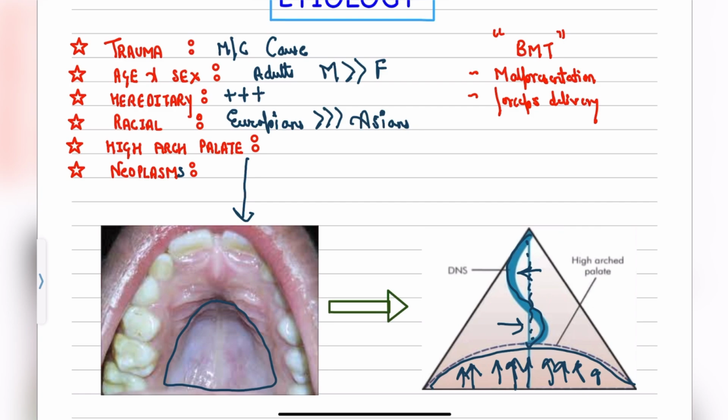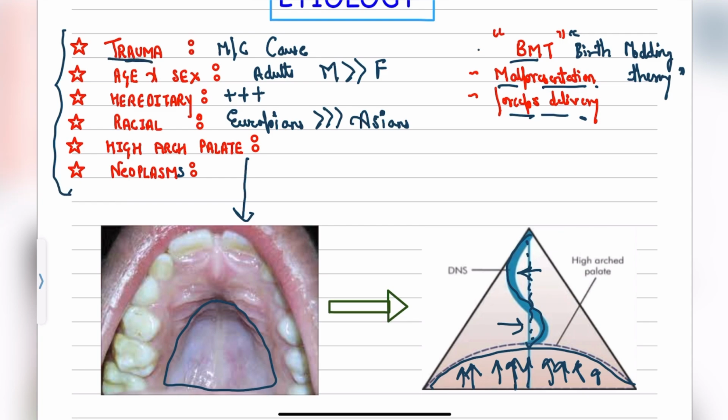Now there is something known as the BMT, that is the birth molding theory. Now during childbirth, by any cause, that is any malpresentation, forceps delivery, face presentation, or prolonged second stage of labor, BMT, that is bone molding theory, predicts that because of all these interventions there is some sort of molding in the septum which leads to its deviation. Although trauma is the most common cause, you might remember BMT as well.